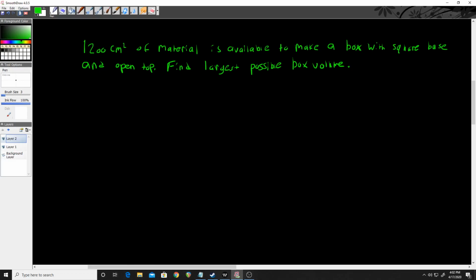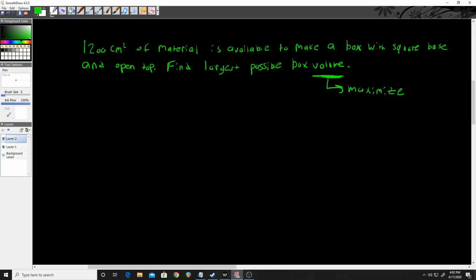So, this one is about making a box out of a certain amount of material. Here it says 1,200 square centimeters of material is available to make a box with a square base and open top. Find the largest possible volume of the box. Okay. So, the thing that we're trying to optimize is volume. This is what we want to maximize.